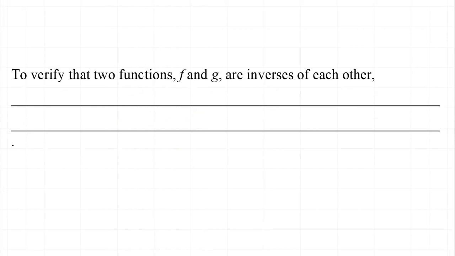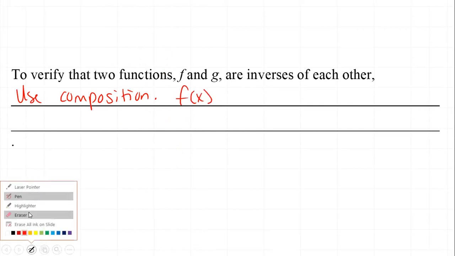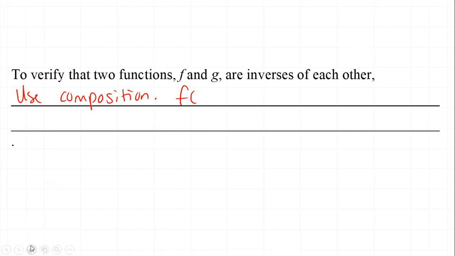How do we verify? To verify that two functions, f and g, are inverses of each other, we're going to have to use composition. You have to do it twice. So we're going to look for f of g of x, and then we're going to see if it equals g of f of x. And they both need to equal x.